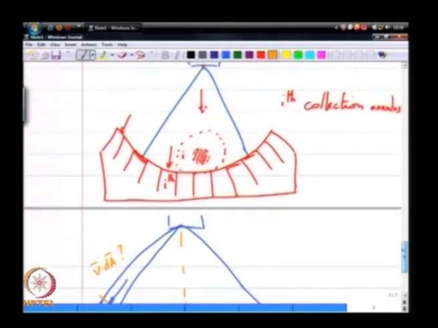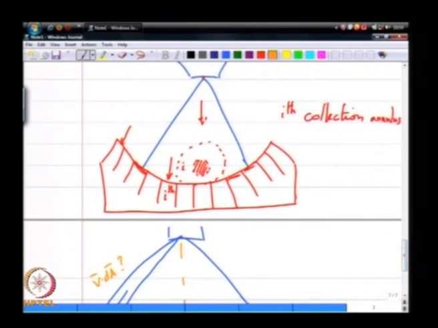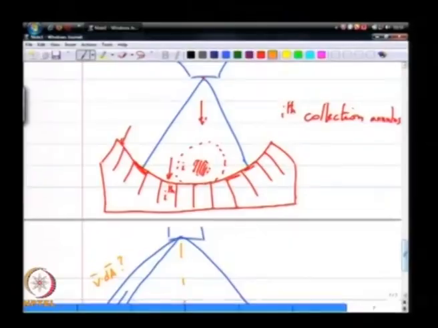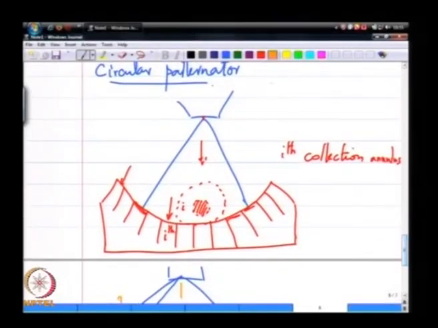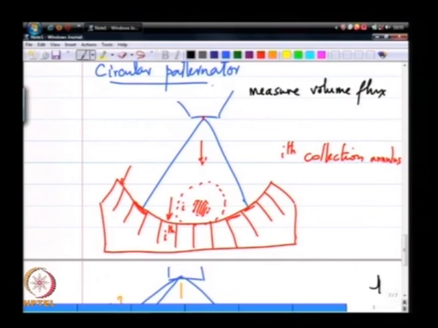Okay. So, if the area of cross section of the ith annulus is Ai, if Vi is the volume collected in the tube, if Ai is the cross sectional area of the annulus, and if T is the time, then the volume flux, called Q dot double prime, is given by Vi divided by Ai T.